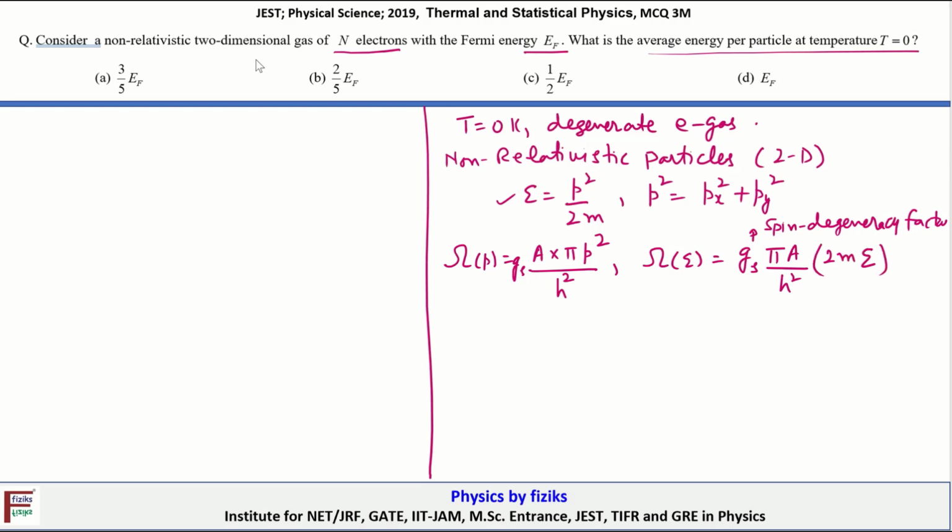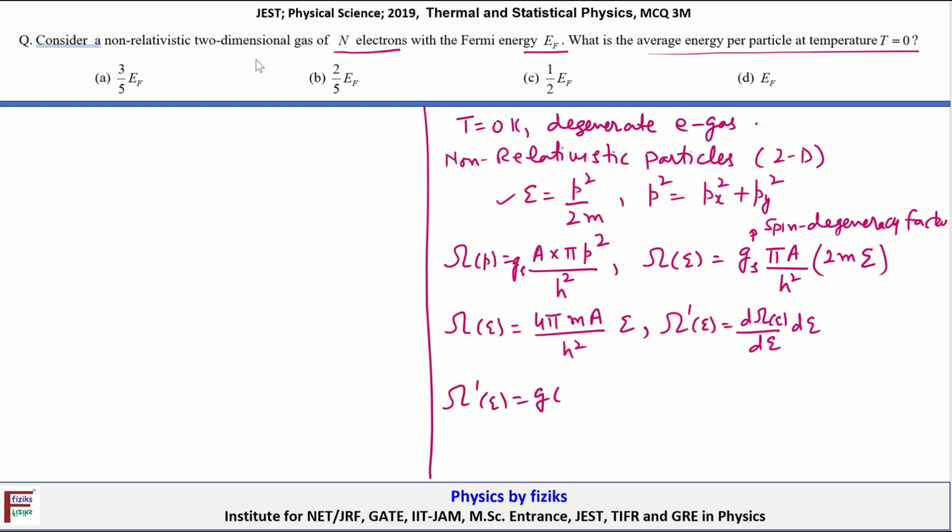So that Omega(E) turns out to be equal to 4 pi m A upon h square multiplied by E. From here we can immediately calculate the density of states in the energy range E to E plus dE, that's Omega dash E, which is equal to d Omega(E) upon dE multiplied by dE. That is nothing but G(E) dE, the density of states in the energy range E to E plus dE. That's what we are looking for.